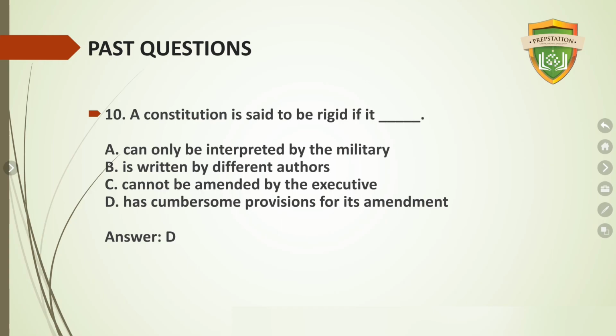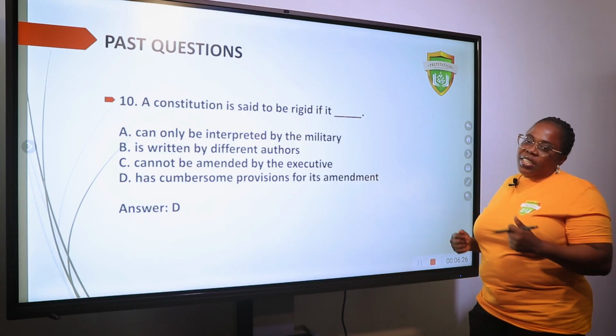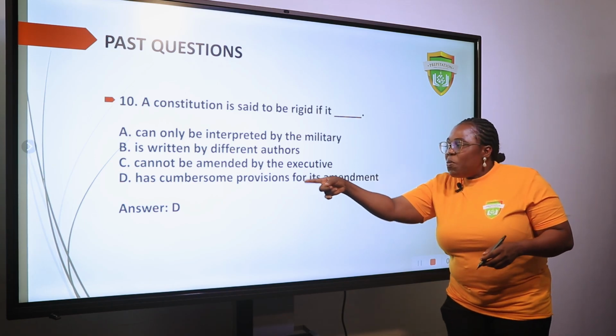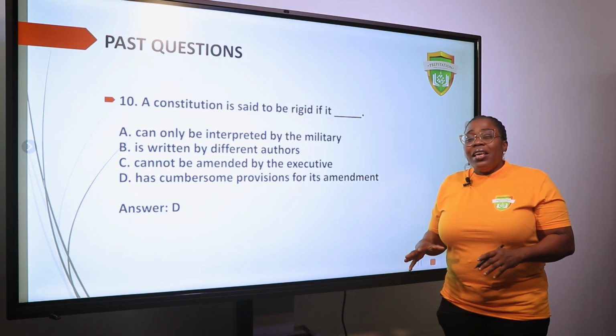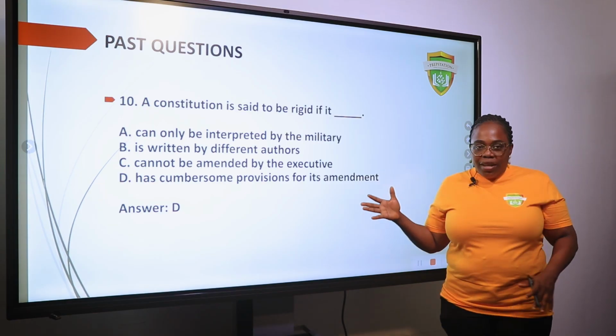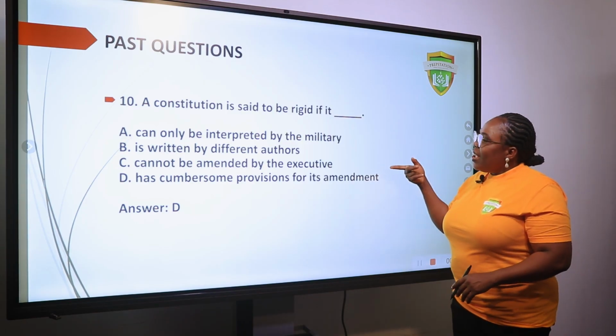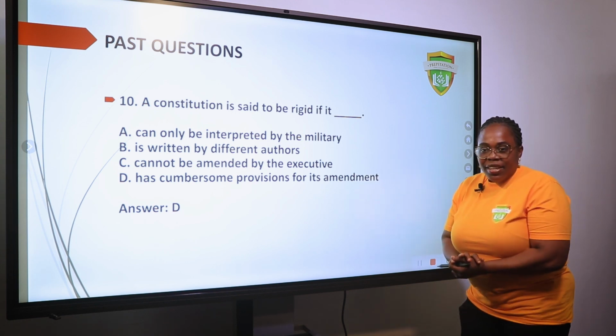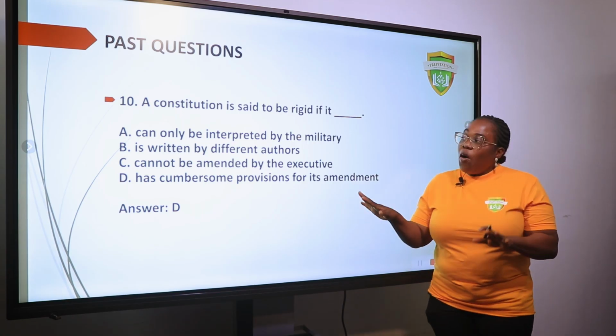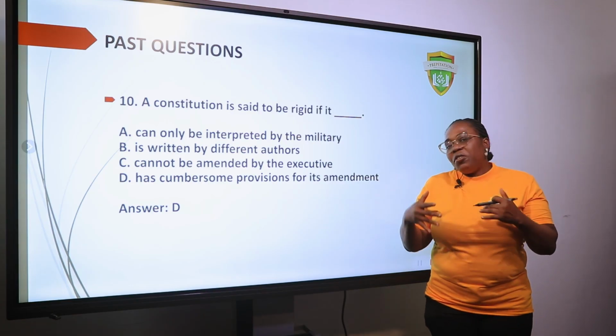Number 10. This is our last question for constitution and constitutionalism. It says a constitution is said to be rigid if it is dash. Now, what are the features of a constitution that is rigid? It has cumbersome provisions for its amendment. Before it can go through any form of amendment, it must seek approval. It's not an easy task. So the answer is D. It is not A. It is not B. It is not C. Cannot be amended by the executive. No, the answer is D. Okay, now we have come to the end of this topic, constitution and constitutionalism.